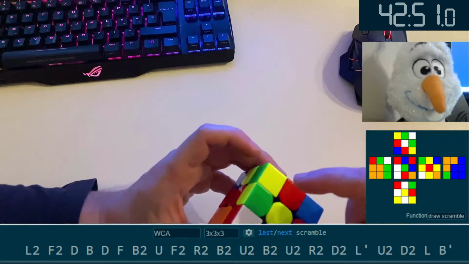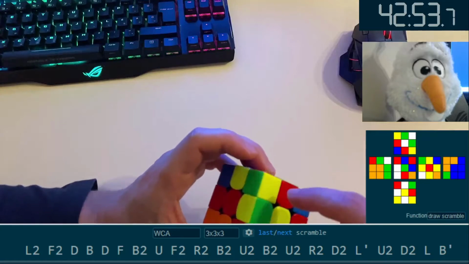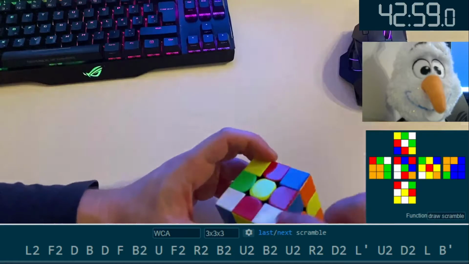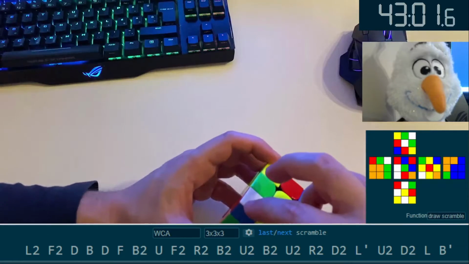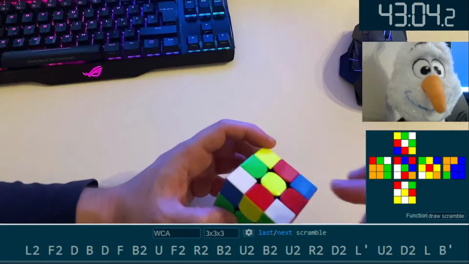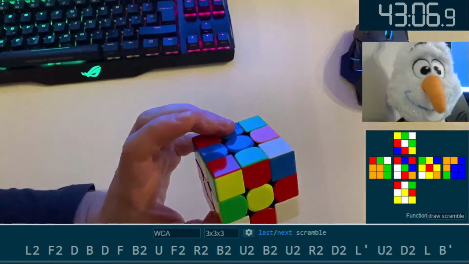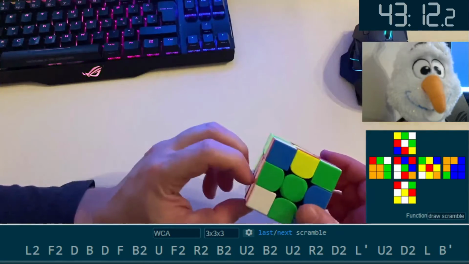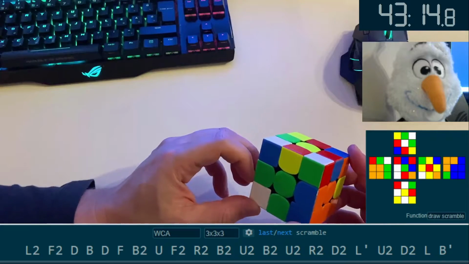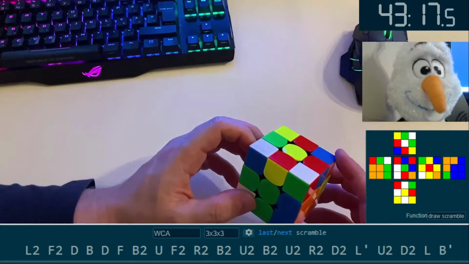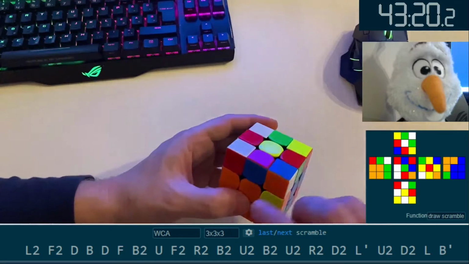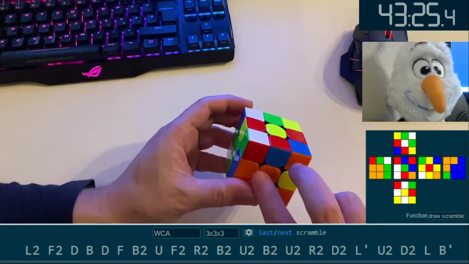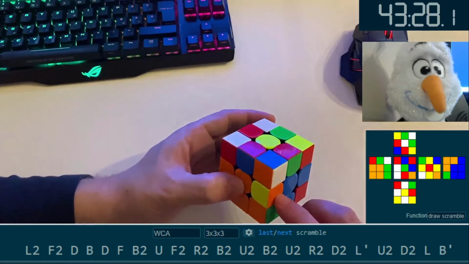Let's see what we've got. We got green, red, and oh, green, red. Okay, easy. And these two, the red, the blue, are easy too. And there's nothing on top. So we have this pair, and that's basically it. So we go with these two with a rotation because these two are the hardest solvable right now.